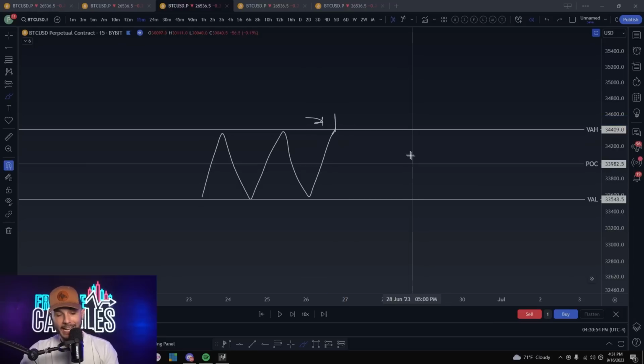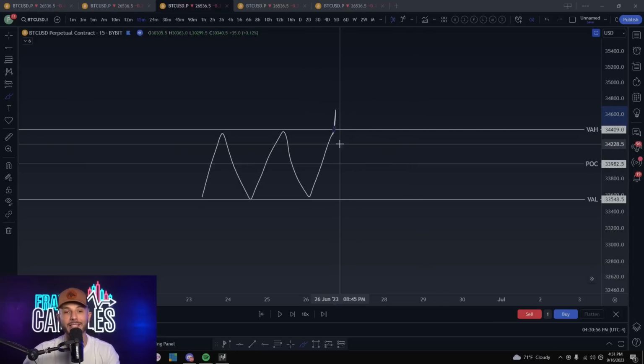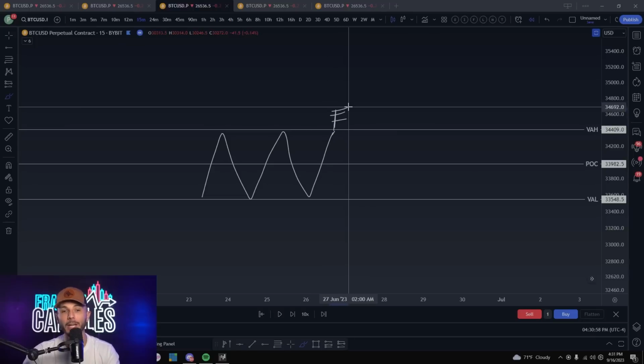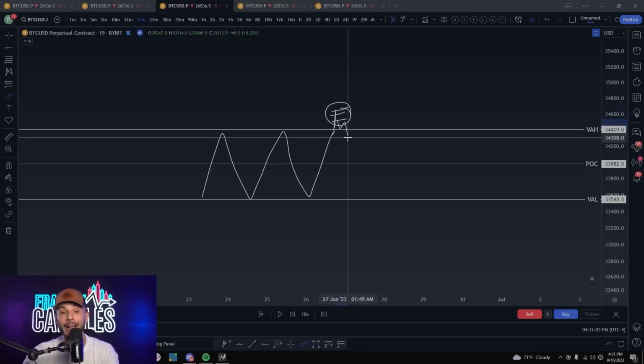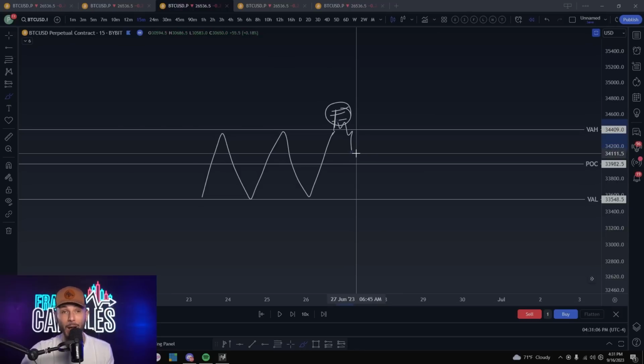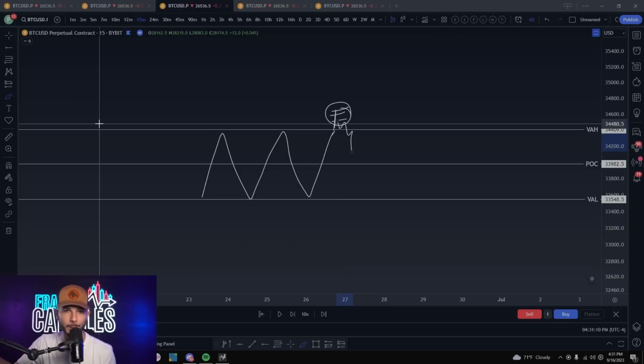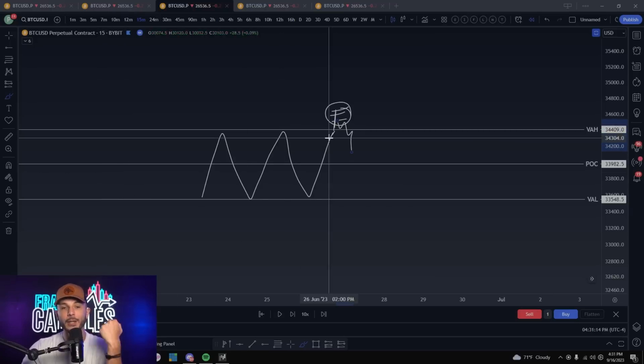And what that does is it traps traders above this level, right? You have all these people who are longing up here who are now trapped. And what's going to happen is when price reverses back down, they're going to get stopped out as well. And what is a stop loss on a long position? It's simply a market sell. So that's why it adds fuel to the move to the downside.